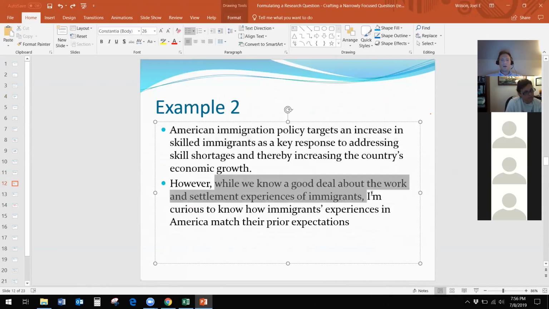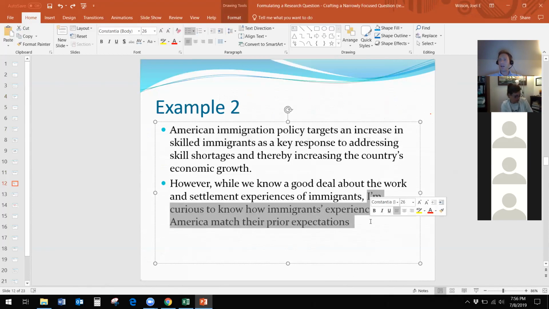So I know a lot about the experience of immigrants. I know this country prioritizes people with high skills, engineering, computer science, and so forth. But I'm interested in what actually happens to those immigrants when they come. Somebody moves from another country. How is that person's experience different than what that person expected?